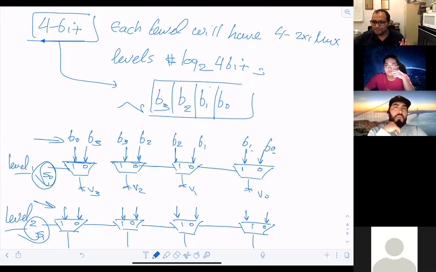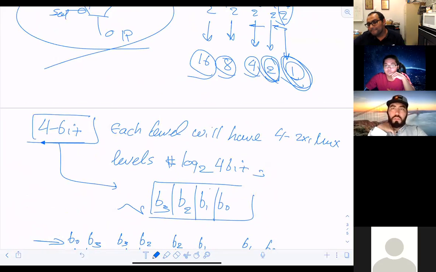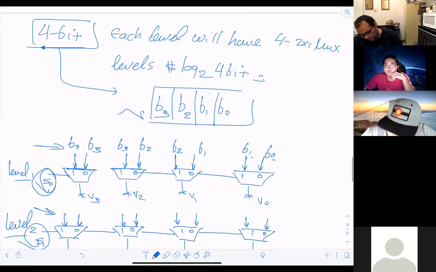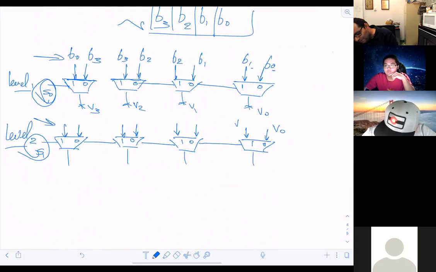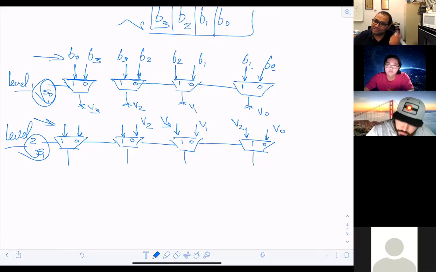So far so good? Now let's play the game again with the second level. For the second level, say distance is what? 2. So in that case, it's going to be V0, V2. V1, V3. V2 is going to be what? V0. V3 is going to be what? V1.